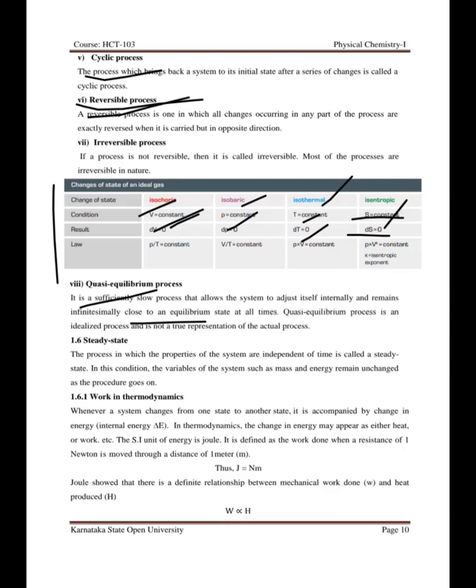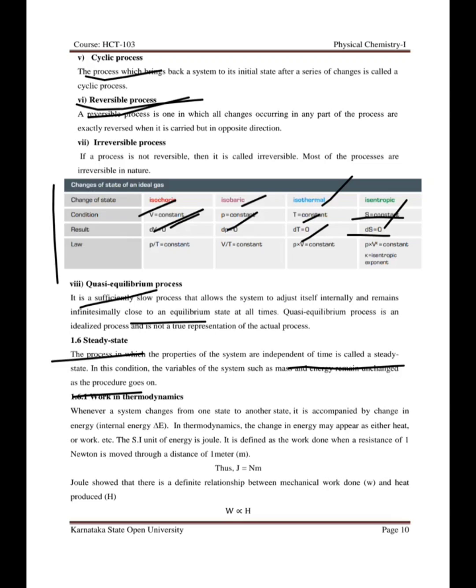And next is the steady state. In a steady state, the process in which the properties of the system are independent of time is called steady state. It is independent with respect to time. The variables of the system, such as mass and energy, remain unchanged during the process.